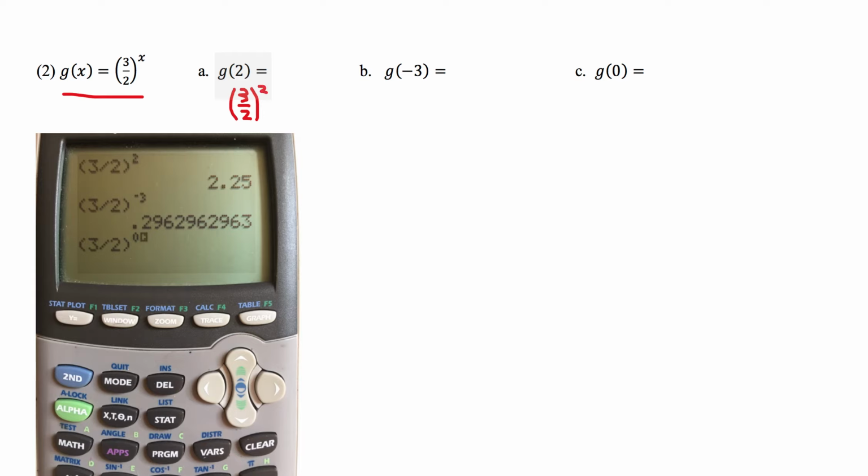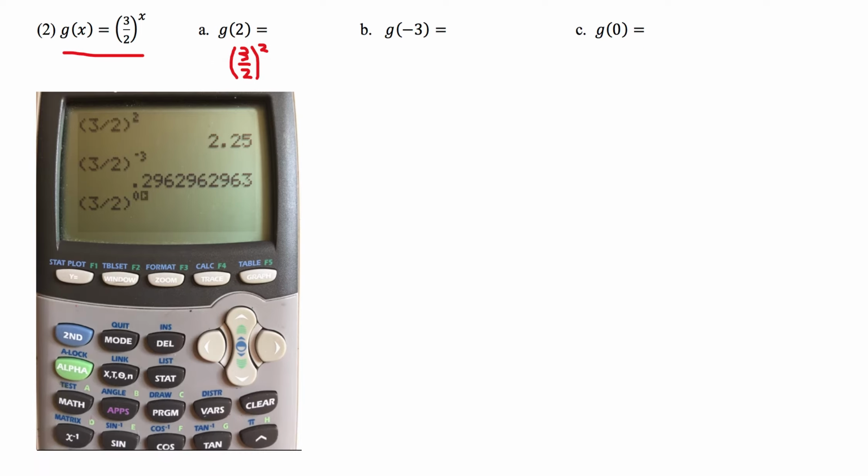So we'll enter that in our calculator exactly like you see on the screen. Again, we're using this key for the exponent. And we can see that the answer is going to be 2.25. You can try this on your calculator and make sure that you know how to enter it in.